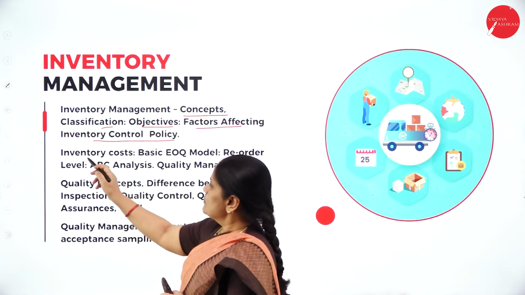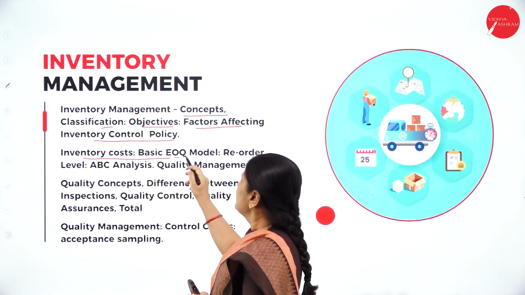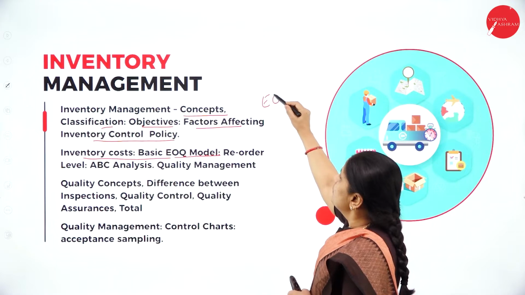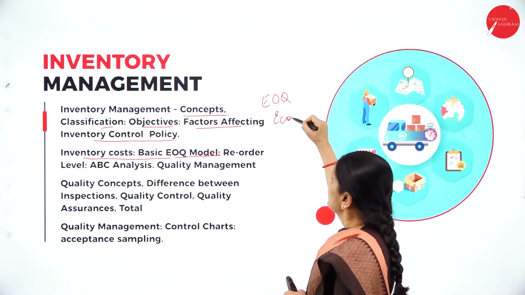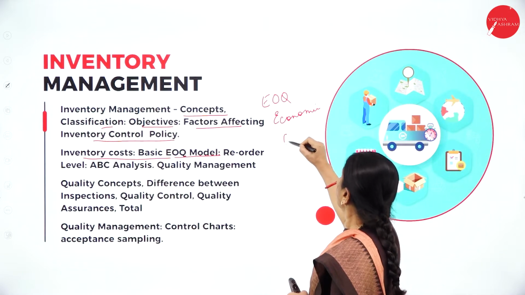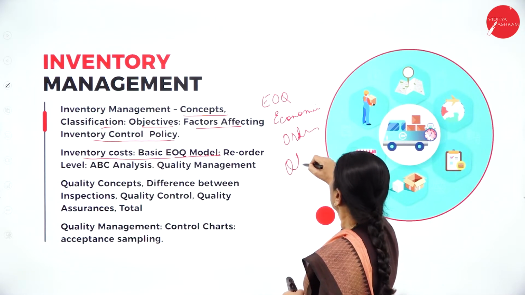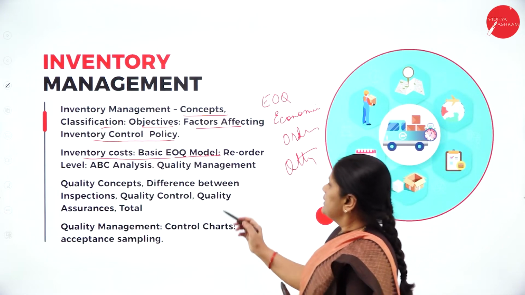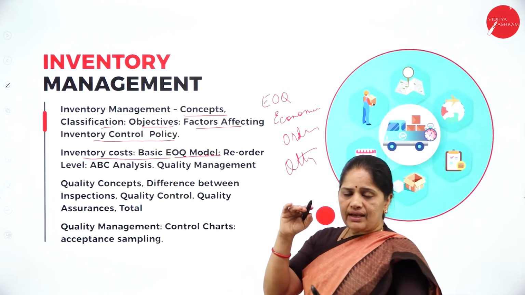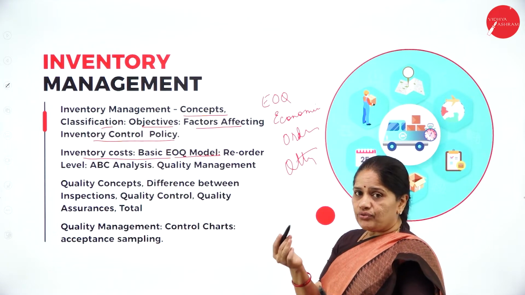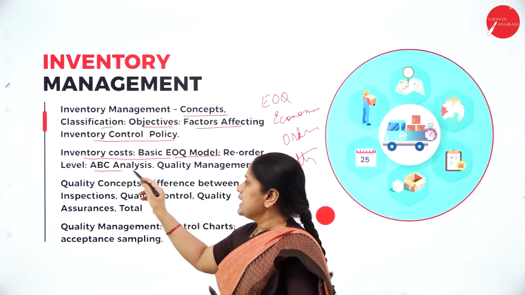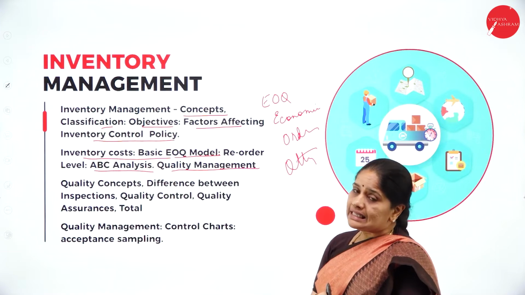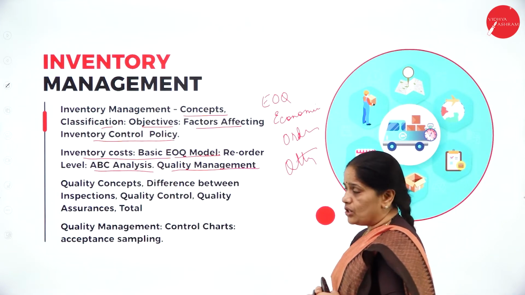Then the next one is the inventory cost. Then we have the basic EOQ model. Now what is this EOQ? Economic order quantity. So what is the most economic order quantity? Then reorder level. So what is the level of the stock at which you have to go in for a reorder? Then ABC analysis, quality management. So all this will relate to the inventory or the stock of goods.